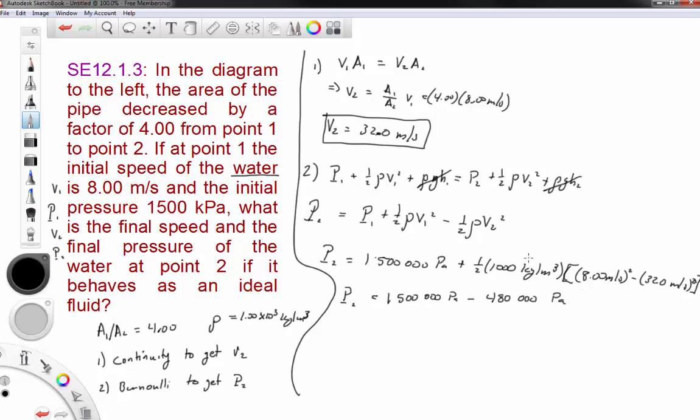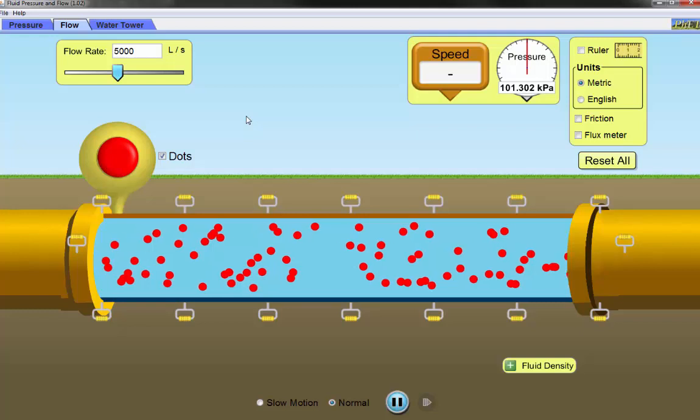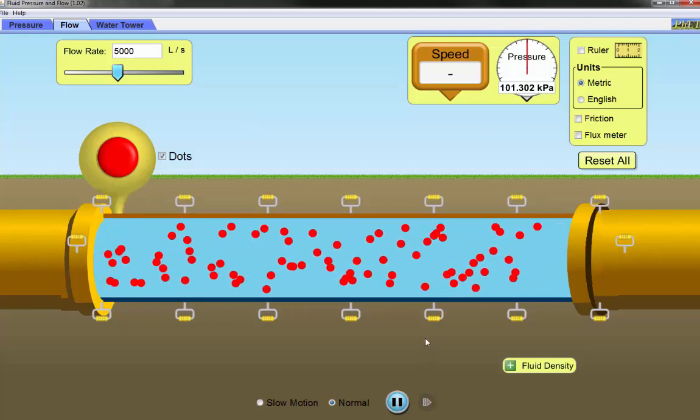A kilogram times a meter per second squared is a Newton. So you end up with 1 meter left over from that Newton to cancel this out, and you've got newtons per meter squared. So our units balance, and what you end up with is that P2 is 1,020,000 pascals, or 1,020 kilopascals.